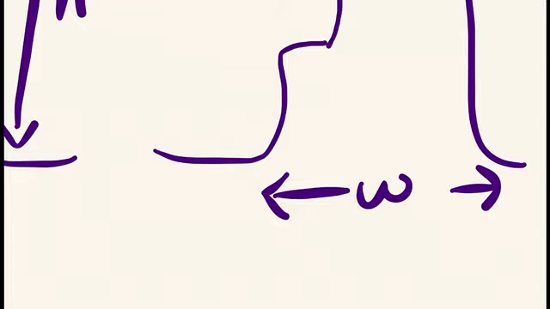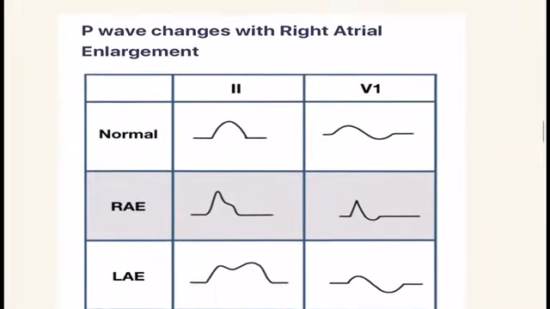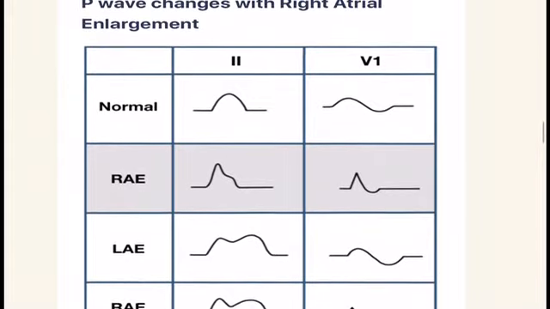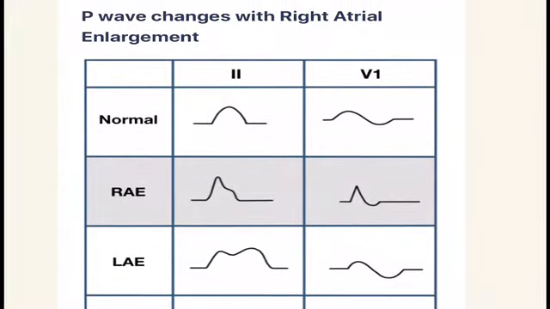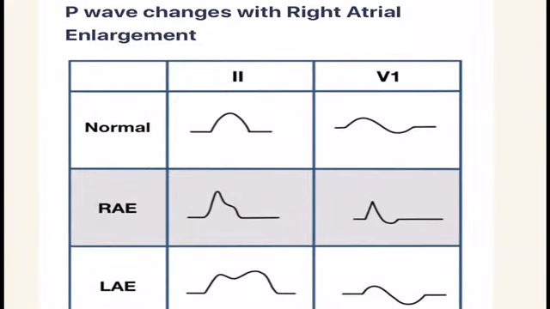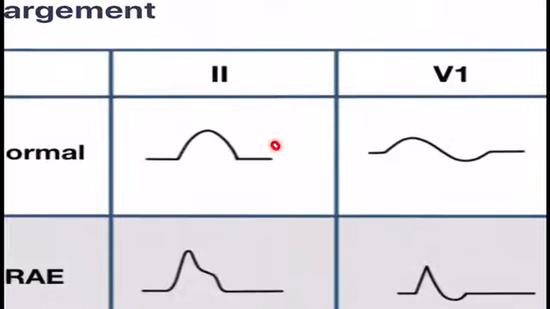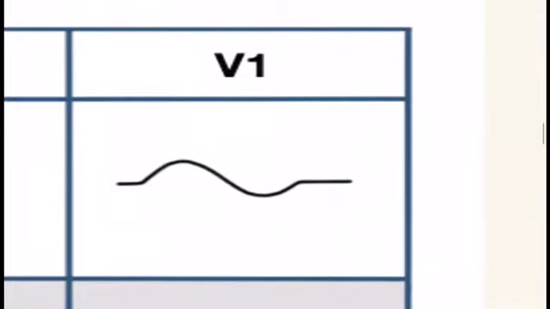Now let's see the ECGs of these two. So yeah, here see this. The P wave changes with right atrial enlargement. Now we have two leads here. Suppose this is the normal ECG, and lead II has a normal P wave, but V1 normally shows this biphasic pattern of the P wave.